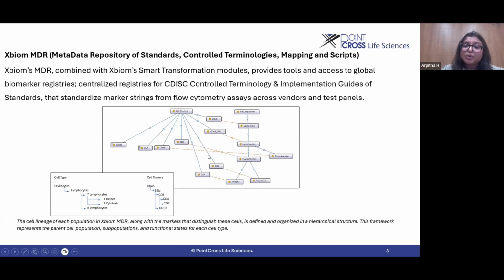And the figure illustrates the representation of the cell populations in MDR. Each cell population and its corresponding cell markers are tagged, and they are hierarchically arranged as per the lineages. And these lineages are constructed in MDR using the global registries like cell ontology and cell markers.